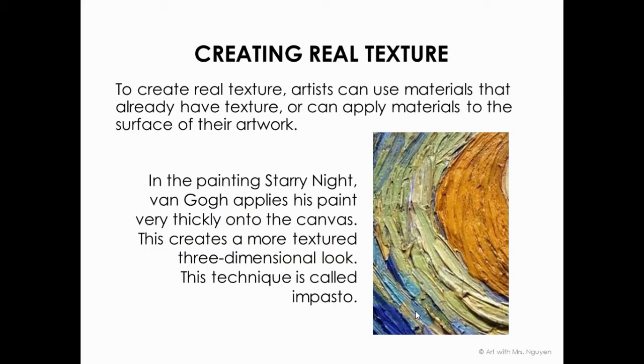Now you can create real texture, and this is when artists either use materials that already have a distinct texture or they apply a material to the surface of their work to give it an actual texture. For example, in the painting Starry Night, Van Gogh applies his paint very thickly onto the canvas so that it has more of a textured three-dimensional look.